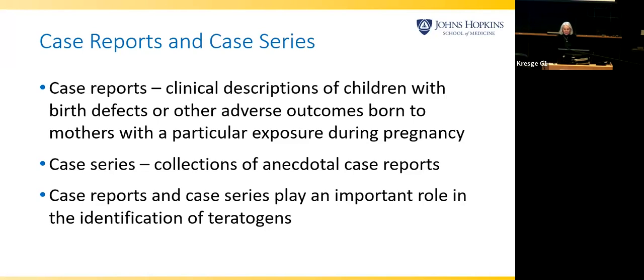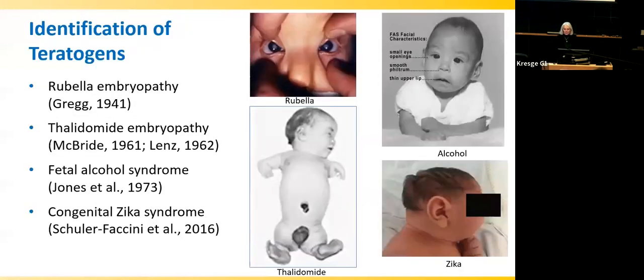I think most of you know case reports are clinical descriptions of children born with birth defects or other adverse outcomes born to mothers who have a particular exposure during pregnancy. And case series are just collections of those anecdotal reports. But I think it's important to note, it sounds kind of random, but those case reports and case series have played really an important role in the identification of previous teratogens, and a couple of previous speakers have alluded to that. I'm just going to give you some examples.